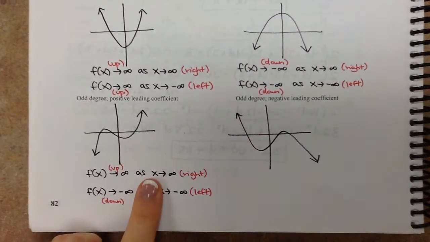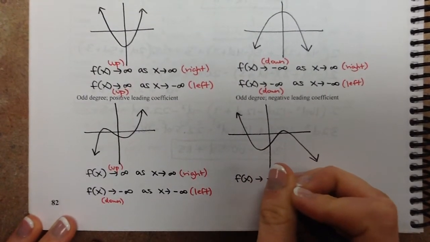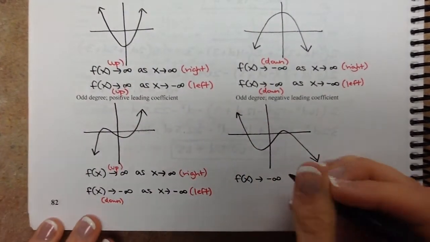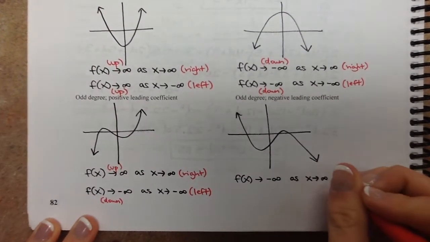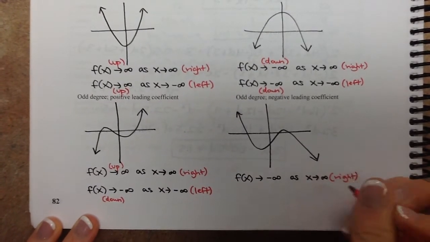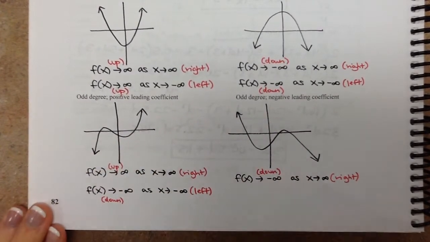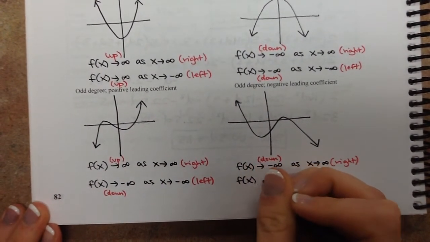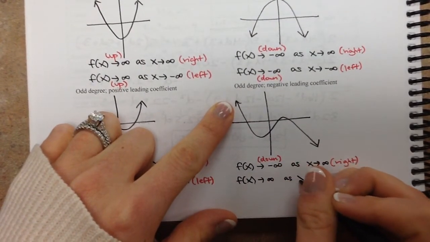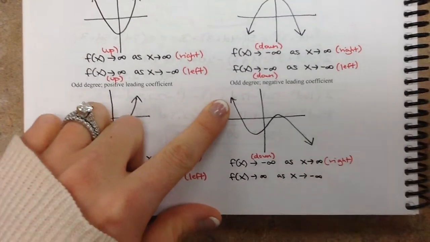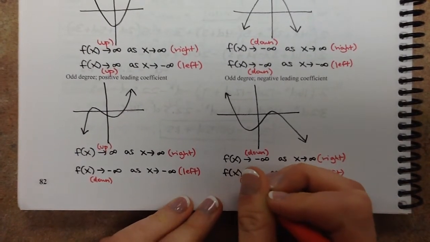And so I have the exact opposite pattern as I had right here. This time, on the right of the graph, my function is approaching negative infinity. It's going down as x approaches positive infinity. Again, translation, as I go off to the right, my graph goes nowhere but down. It'll never come back up again after these wiggles. And then f of x approaches positive infinity as x approaches negative infinity, meaning as I go off to the left, my graph goes nowhere but up.